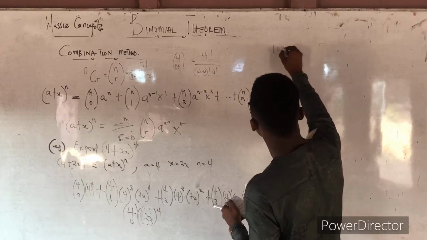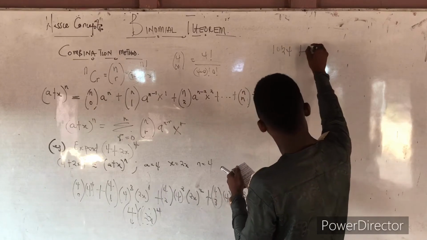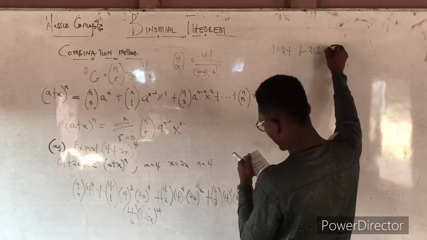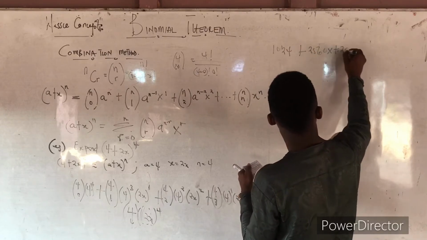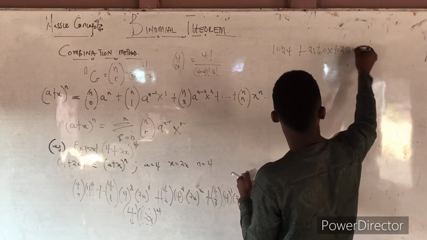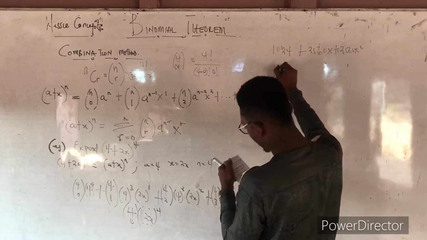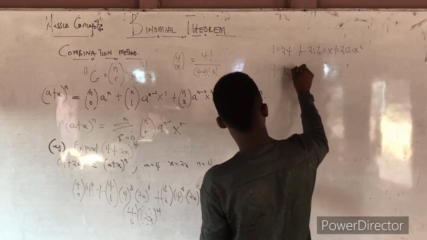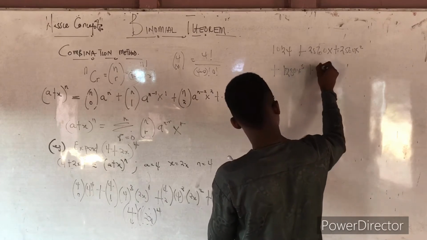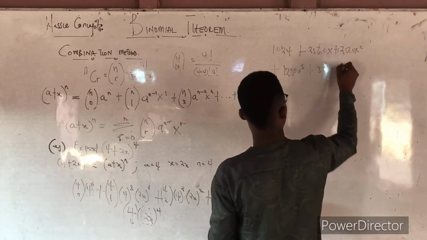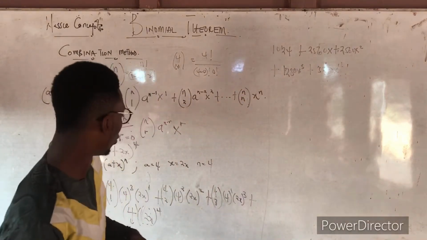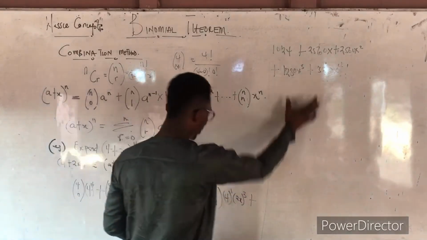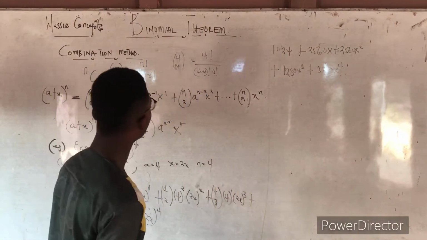You are getting 1024 plus 2560x plus 2560x squared plus 1280x cubed plus 320x exponent 4. So when you expand this is what you are getting.